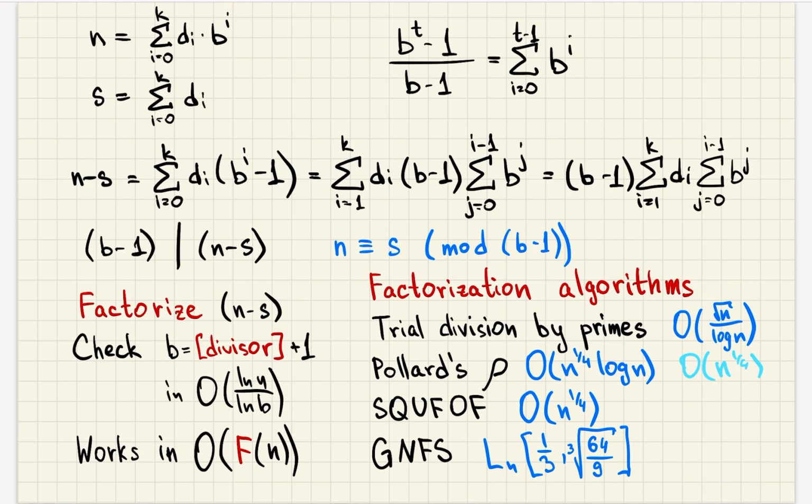In any base, n modulo b minus 1 is the same as the sum of digits of n in base b modulo b minus 1. That's it for episode 5.